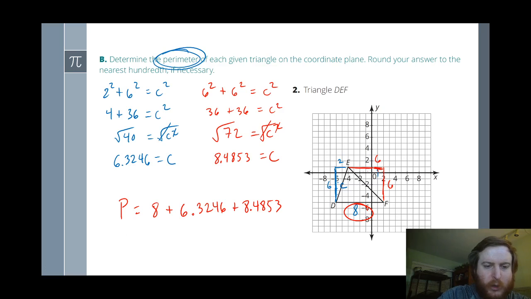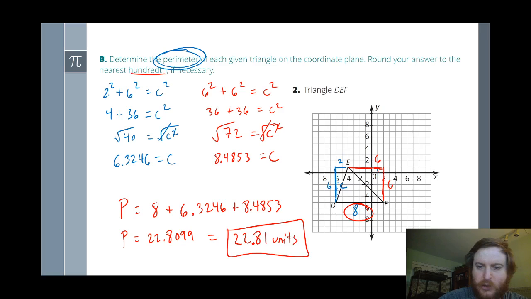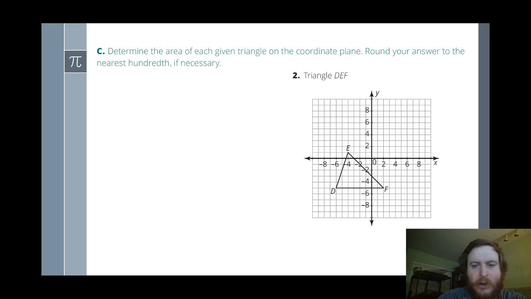And we should end up with the perimeter equals 22.8099, which we can then round to 2 decimals. That's what it asked us, 100th. So 22.81 units. Okay, so again, if you have a diagonal line, you're doing a squared plus b squared equals c squared. And if you have a horizontal line, or a vertical line, you're just counting.